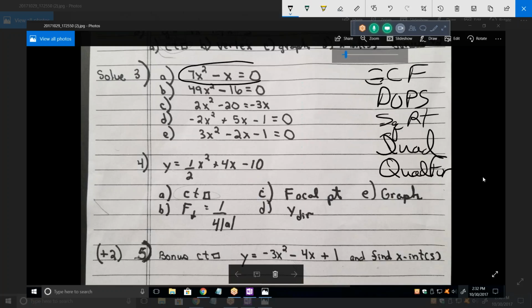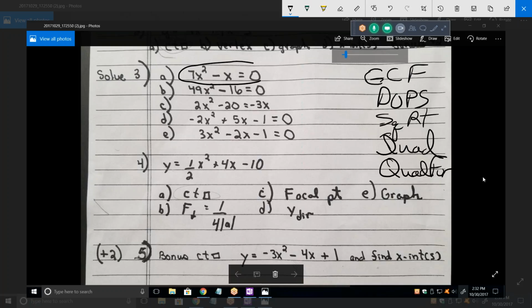Now, the second one, B. We can factor this one, right? Well, you tell me. Go through the order of priority.